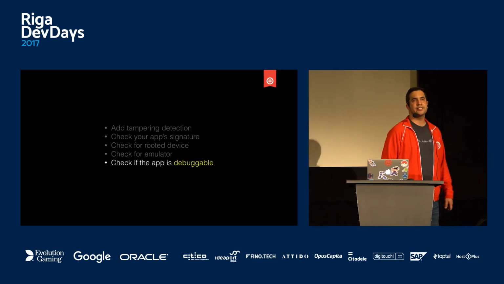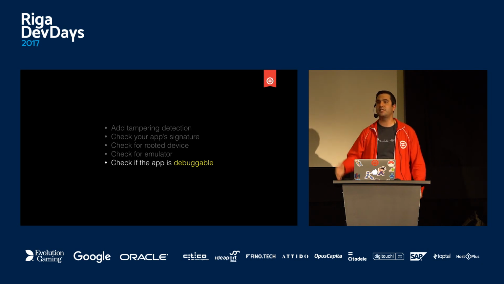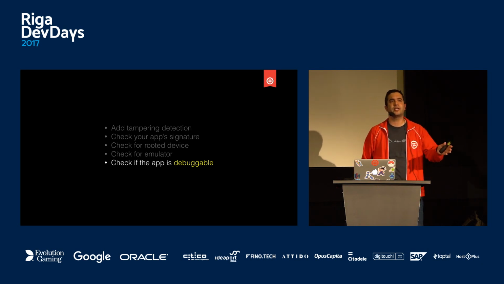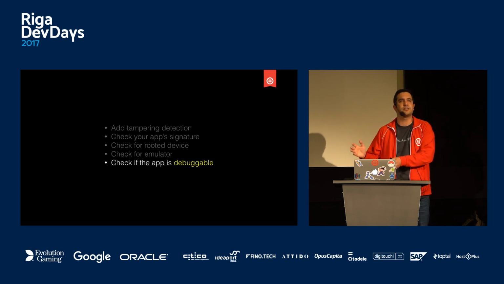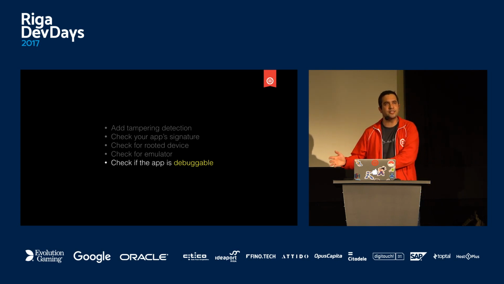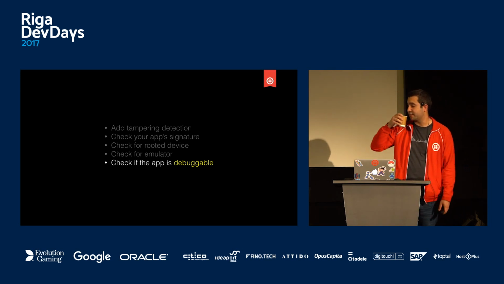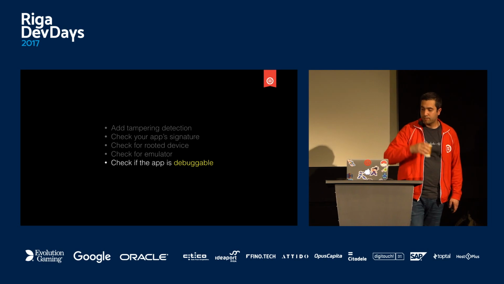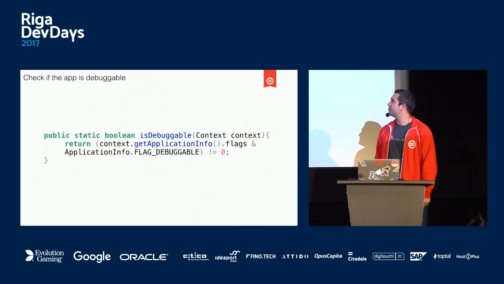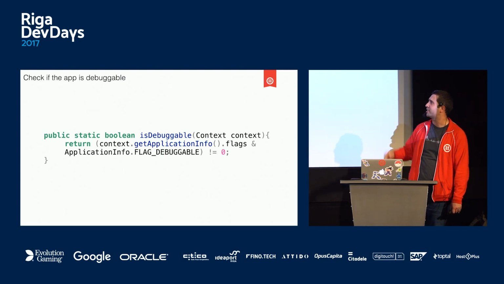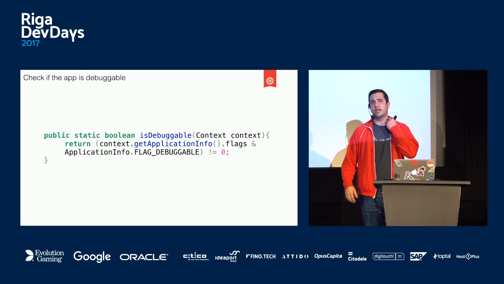Check if the application is debuggable. And this one is an interesting one because obviously when you release your application, when you're ready to put it on the market, your application is not in debug mode. Your application is in release mode, okay, because you're releasing it. So why do I say this? Checking if an application is debuggable is as easy as this. You're just basically checking that the debuggable flag, and if it's true, then your application is debuggable.